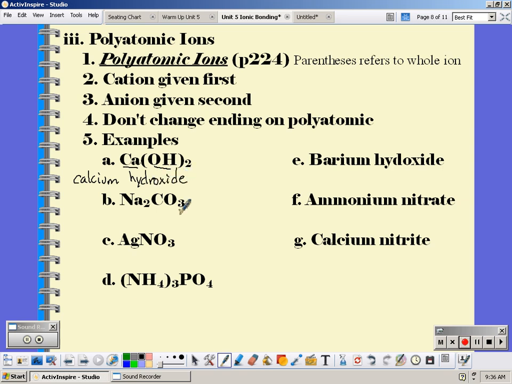In letter B, I have 3 capital letters, so I have to have a polyatomic. The choices would be Na2C or CO3. So looking on page 224, I can match it up to CO3. So I'm going to put that in parentheses. Na would be sodium. CO3 would be carbonate.